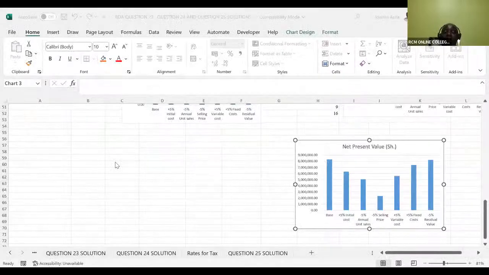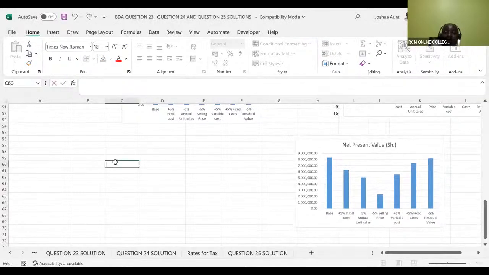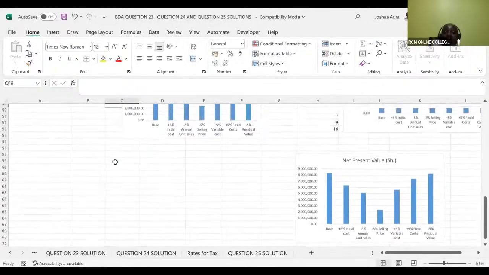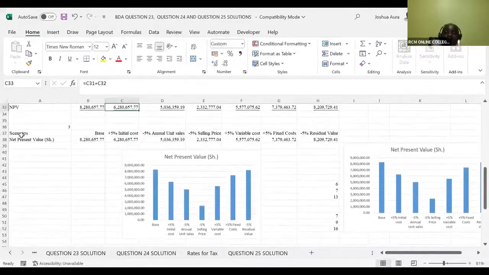You must come and prepare a summary. You must come here and prepare what here? You prepare a summary. All those figures we have. So you see, we have here a scenario. We had the base NPV like that. We had 5% increase in initial capital. We had that figure. So you must prepare this summary.